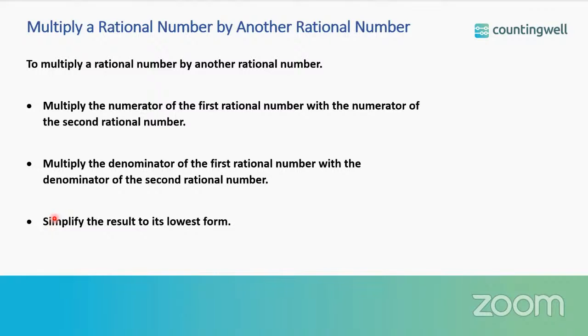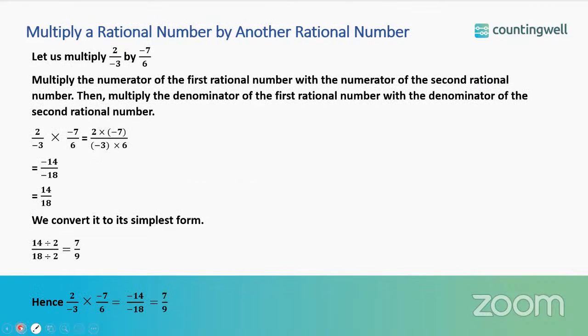Now let us see how to multiply a rational number by another rational number. We multiply the numerator of the first rational number with the numerator of the second rational number. Then we have to multiply the denominator of the first rational number with the denominator of the second rational number. Then we have to simplify the result to its lowest form. Let us see one example to understand this properly.